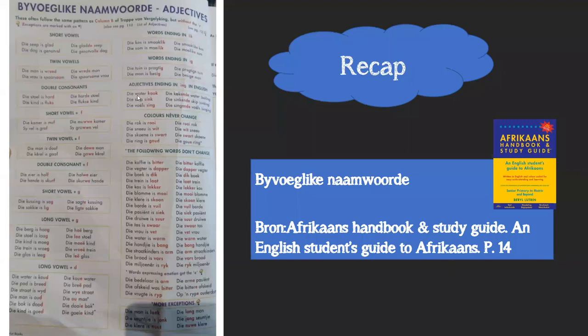All right. So, if you don't have the book, don't worry. Just look at the screenshot with me. Byvoeglike naamwoorde, as you know now, in English is an adjective. Now, I'm going to go through each little thing here. When a word, look there, glad. Glad is an adjective. It's a byvoeglike naamwoord. It means when something is very slippery. Now look there. It's a short vowel, A, and the word ends on a short vowel and a consonant, it's the consonant. You see that the consonant.